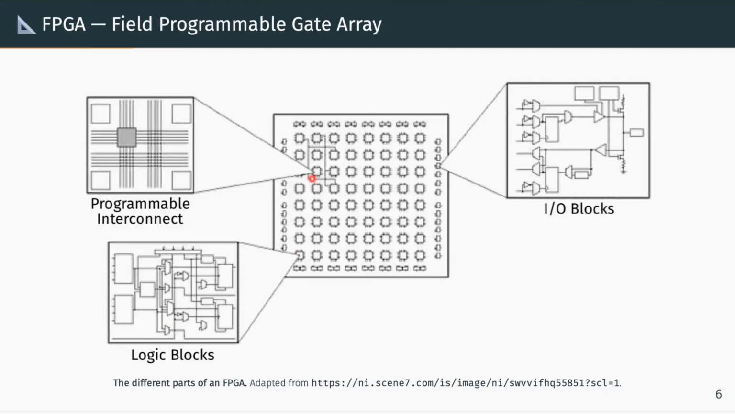Let's see, here we have programmable interconnect. In this gray square, the wires can be connected in a programmable way. We also have logic blocks: there are multiplexers, lookup tables, flip-flops, and everything. They can compose the logic that will be in the algorithm.